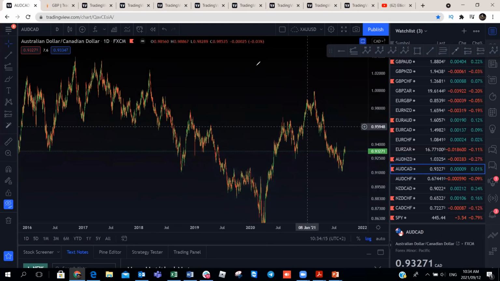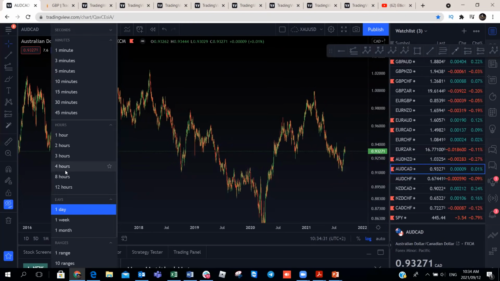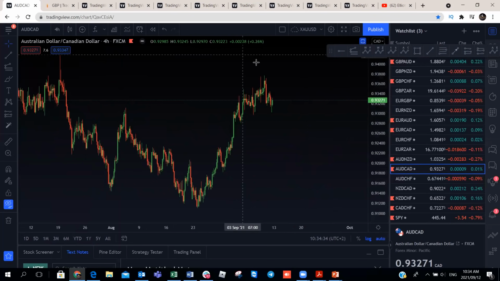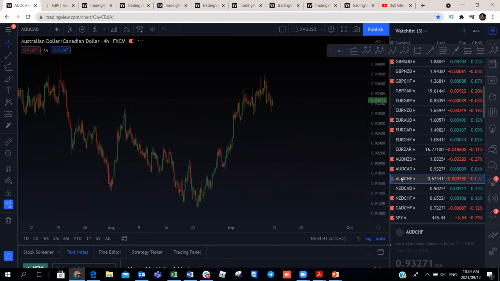AUDCAD, so the CAD pairs, or the pairs that have got the CAD as the quoted currency, we'll be looking for those pairs to push a little bit higher this week. Even if we're going to get a bit of a pullback here, we're going to expect continuation to the upside. Let's have a look at the AUDCAD in the lower degree. So AUDCAD in the lower degree, expect this one to start giving us at least a 3-wave pullback before any continuation to the upside.